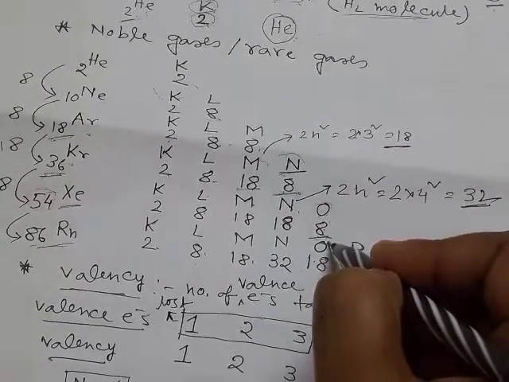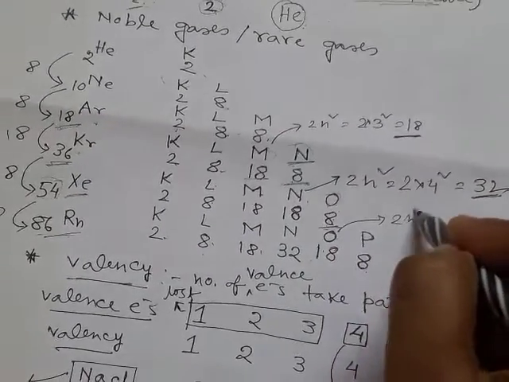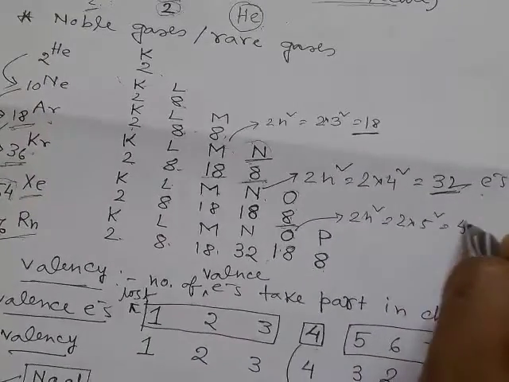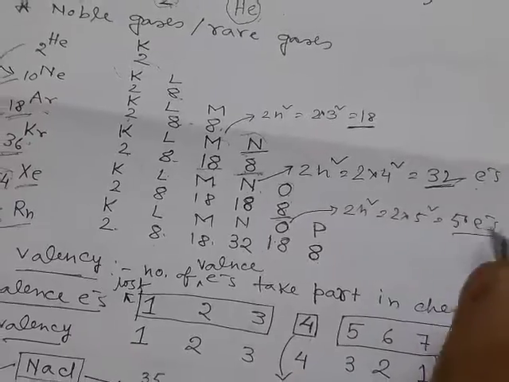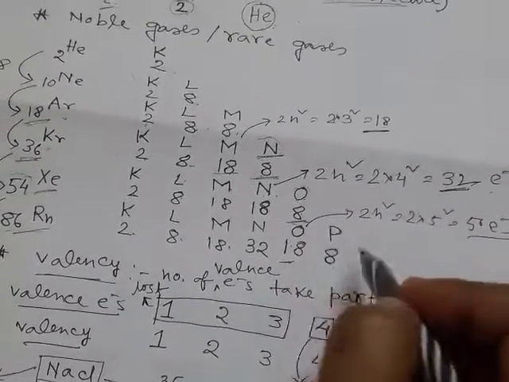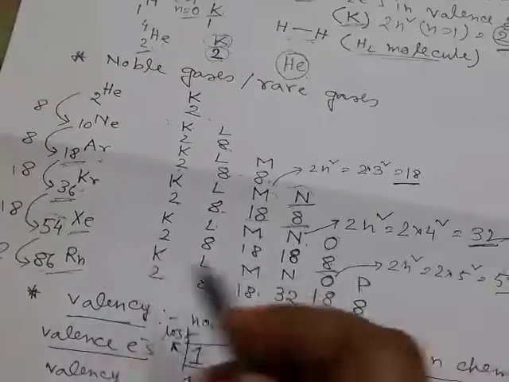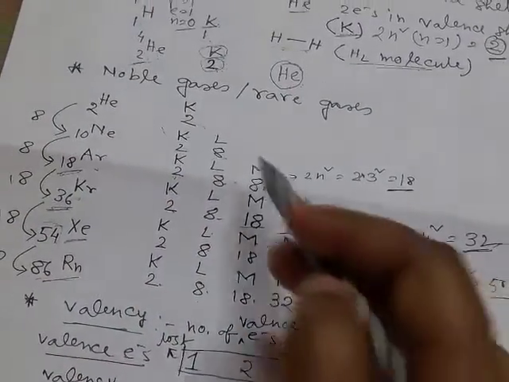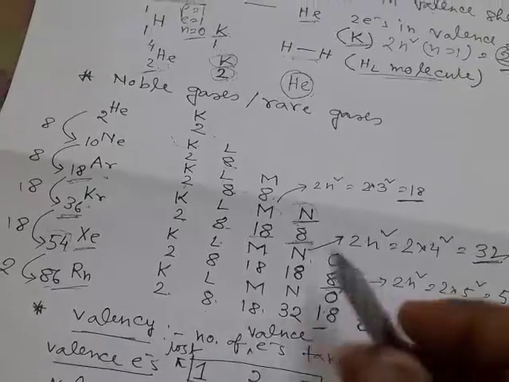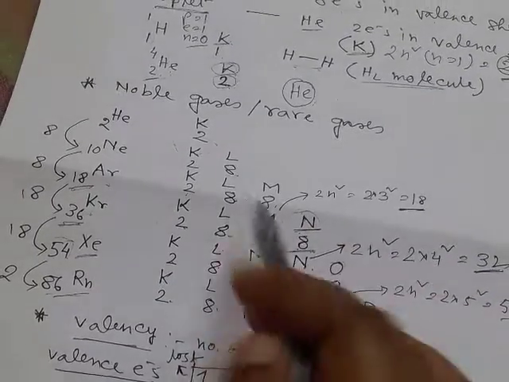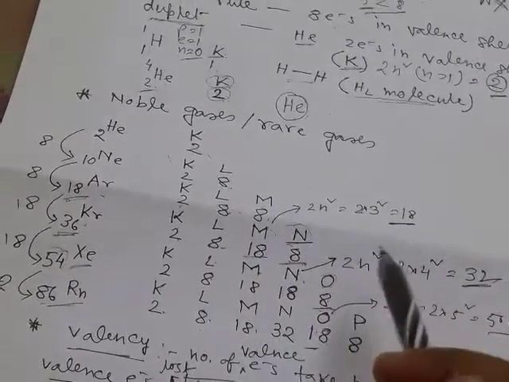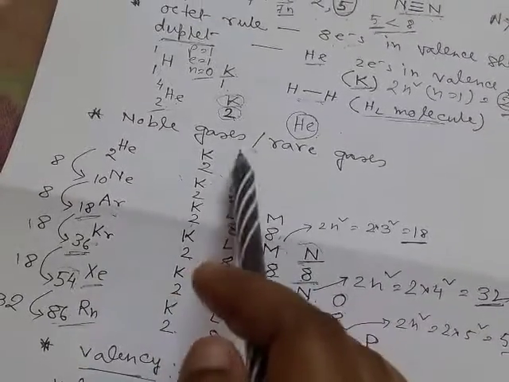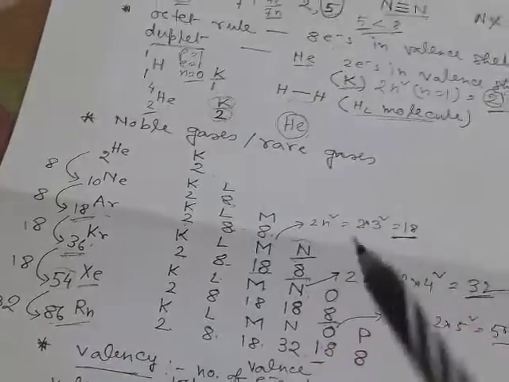Though here the O shell can accommodate maximum 2 into 5 square, that is 50 electrons, but here there will be 18 electrons to fulfill the octet rule. So for all these 6 atoms, for all of them there is a stable electronic configuration at the valence shell, so they are almost unreactive or very less reactive. They are called noble gases or rare gases.